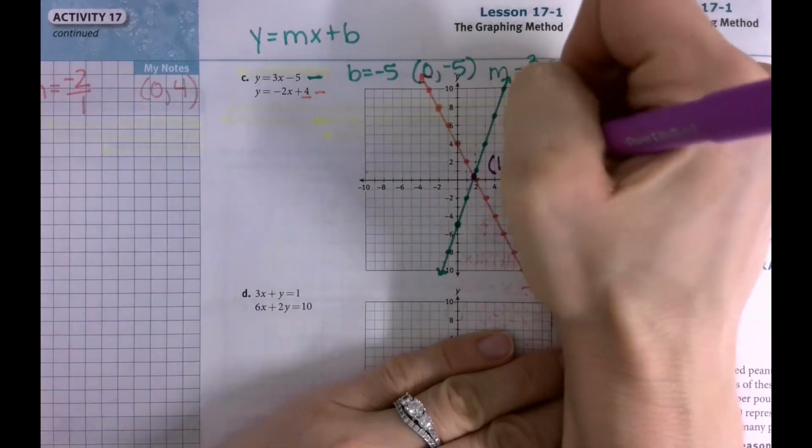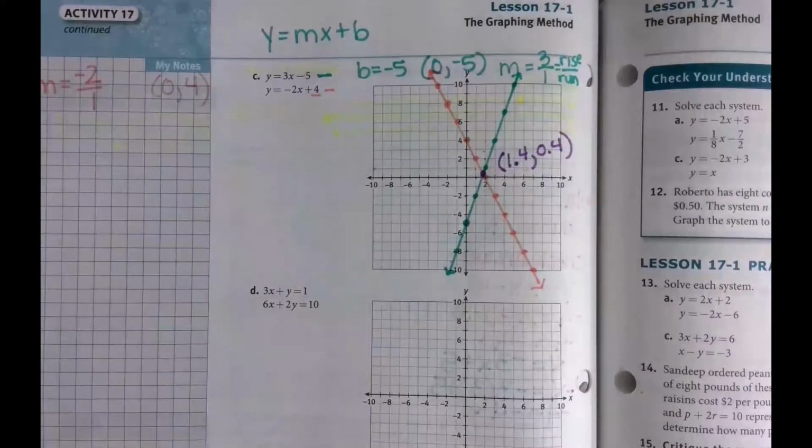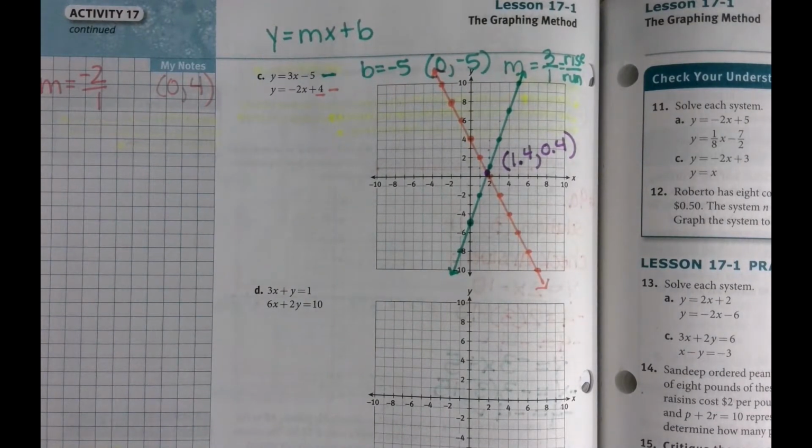So it's 1.4 and 0.4. Or hold on, I think I just wrote that one. I think it's 1.8. Let me go to my key.